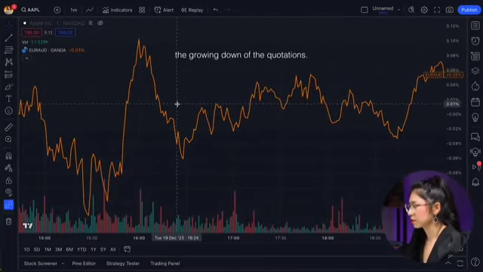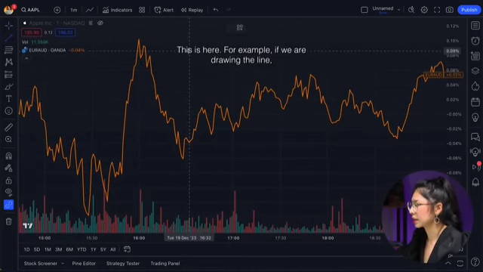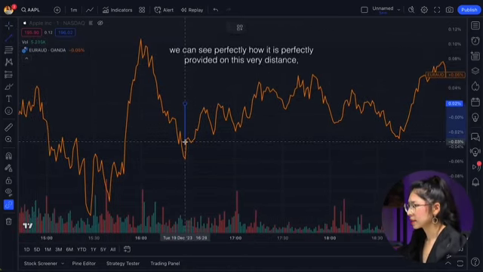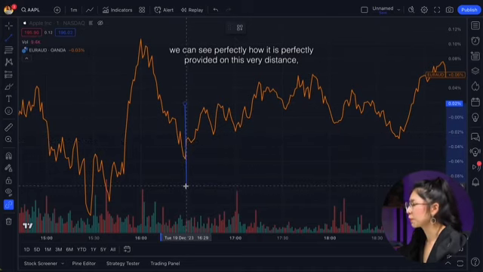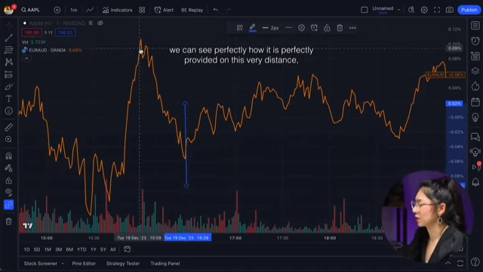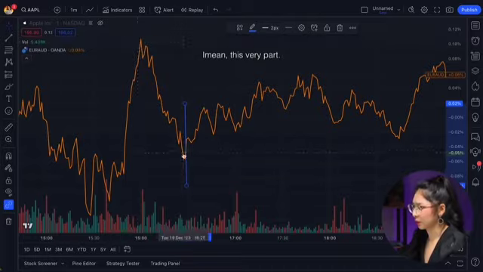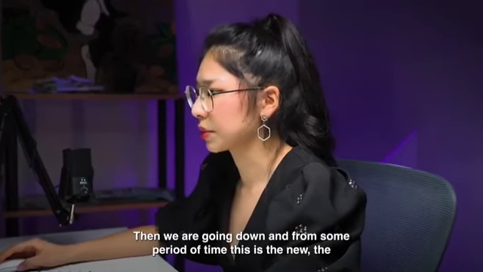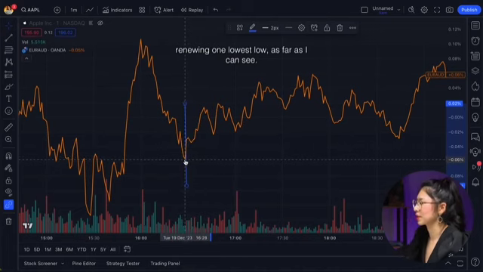of the quotations, and this is here. For example, if we're drawing the line, we can see perfectly how it's provided on this very distance. I mean, this very part. That was the highest high, and then we are going down, and after some period of time the renewing lowest low, as far as I can see.